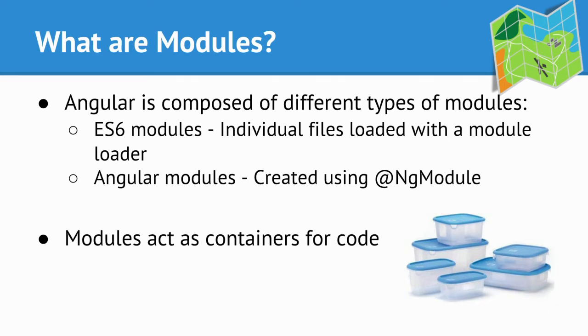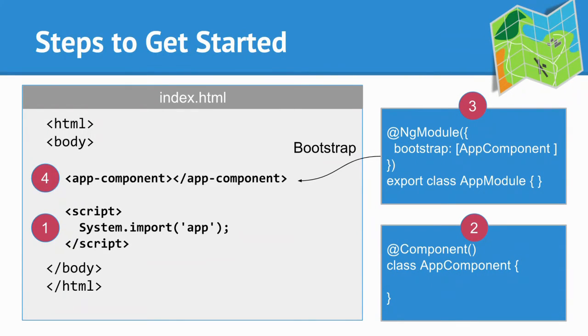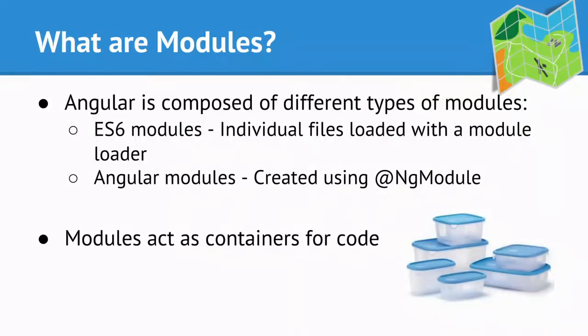Now the next type of module is Angular modules. Now these are the ones I just showed you back here. If you go to step 3 there, that is an example of a module. It's basically just a class that has this new ng module decorator sitting on top of it. Okay, so we'll be seeing that as well.